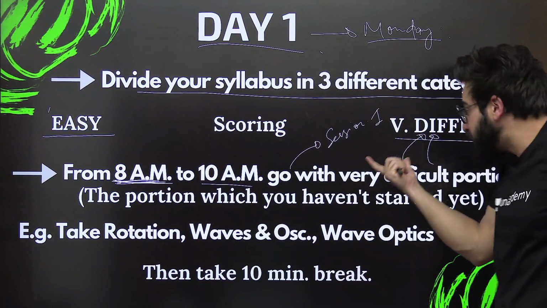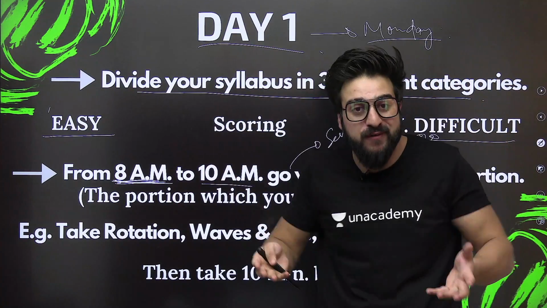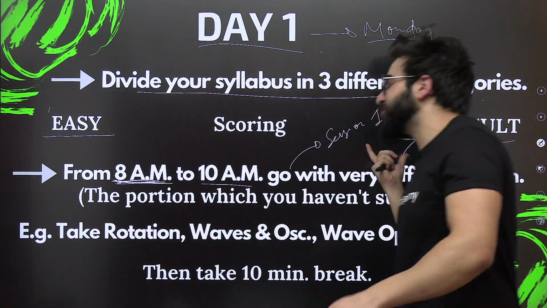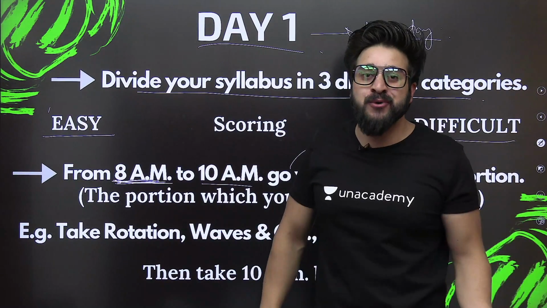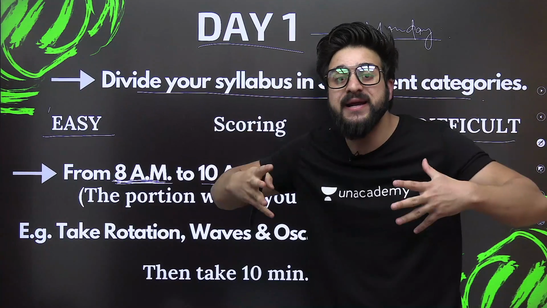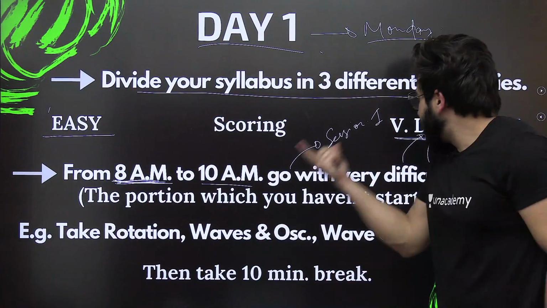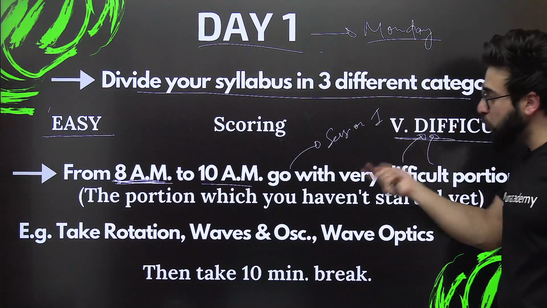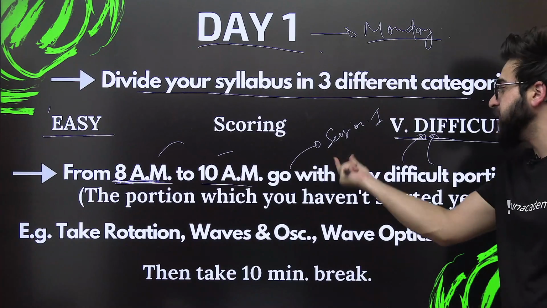So that you would be able to grasp it properly and solve the problems from it properly, because you would have lots and lots of energy and high confidence in the starting. If you take this portion in the afternoon or in the evening, you'll say, I'm tired now, let's do it tomorrow, not able to solve the questions, because you won't be able to use your brain completely. That's why I suggest you take this very difficult portion in the morning session itself, from 8 a.m. to 10 a.m. This should be the first session.